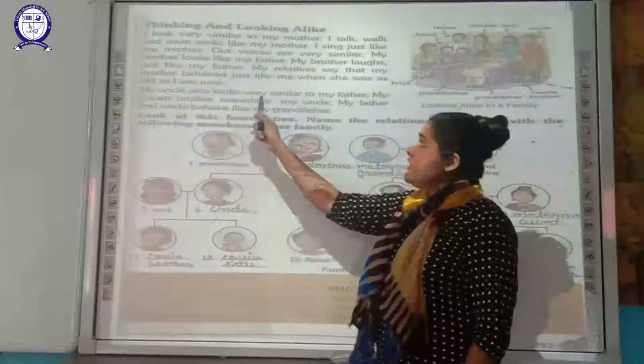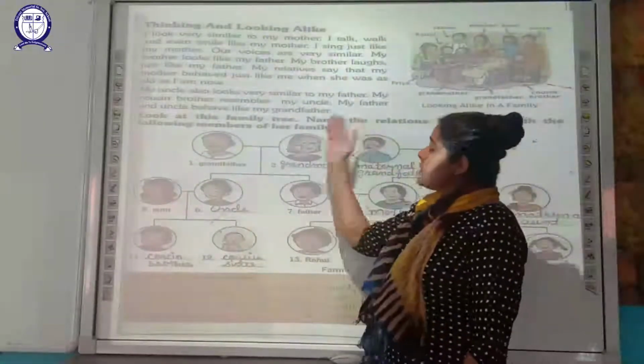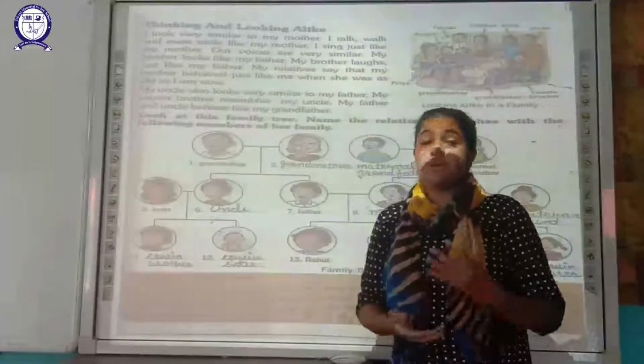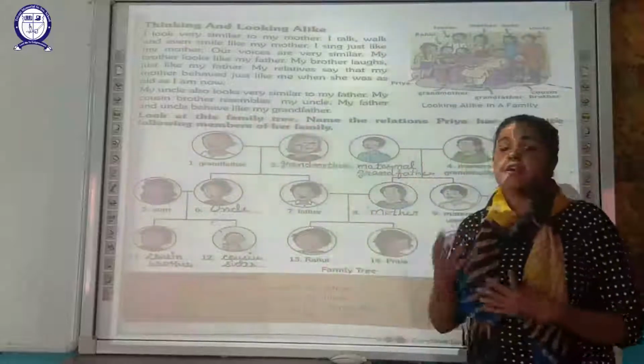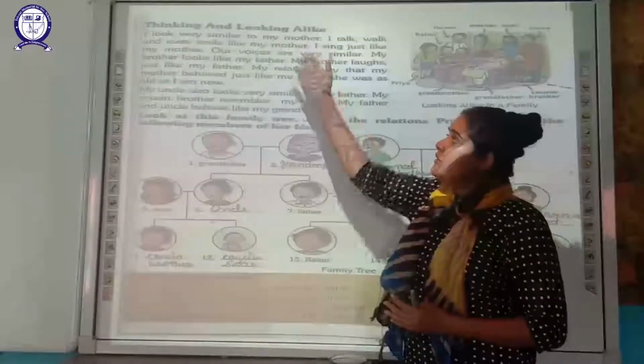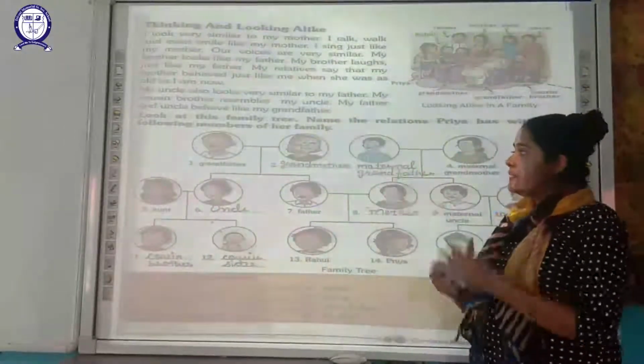Then Priya's uncle looks very similar to his father. Then Priya's cousin brother looks very similar to his father, and Priya's father and uncle behave very much like her grandfather. So this is the way in which they are related, and they look and think very similar to one of the family members.